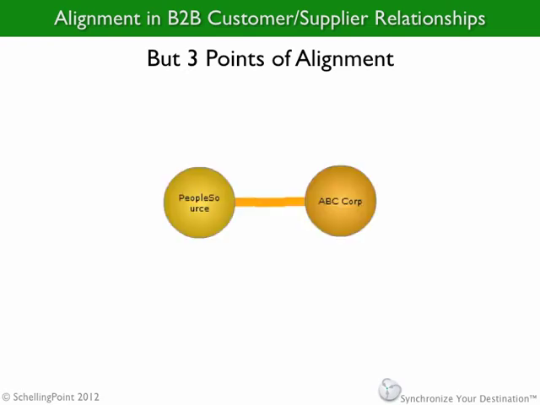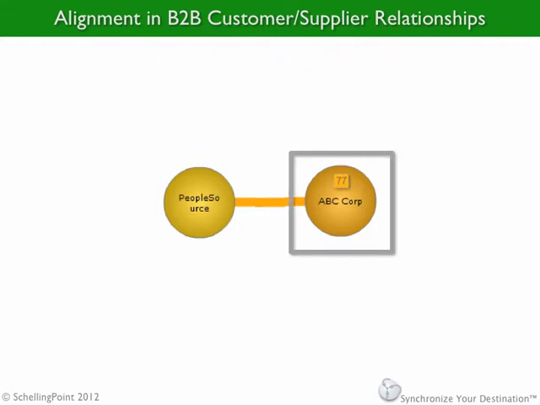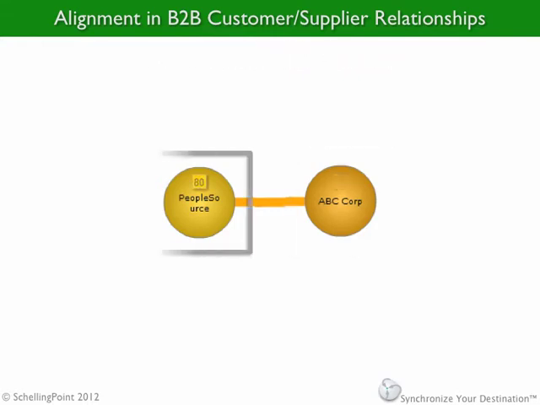First of all, there is a degree of alignment within the customer. Second, there is a degree of alignment within the supplier. And third, there is a degree of alignment between these two parties.